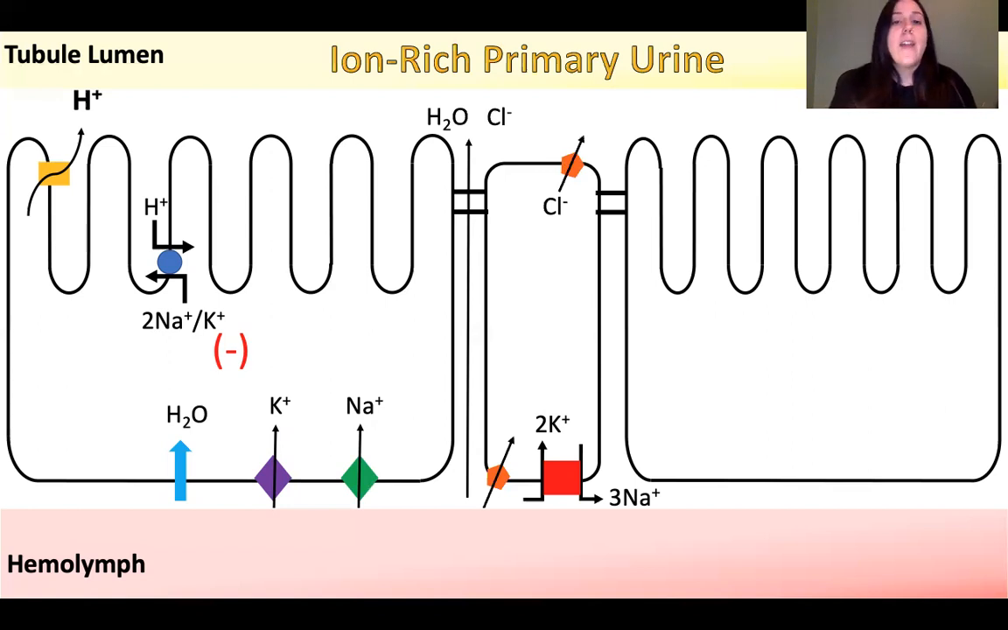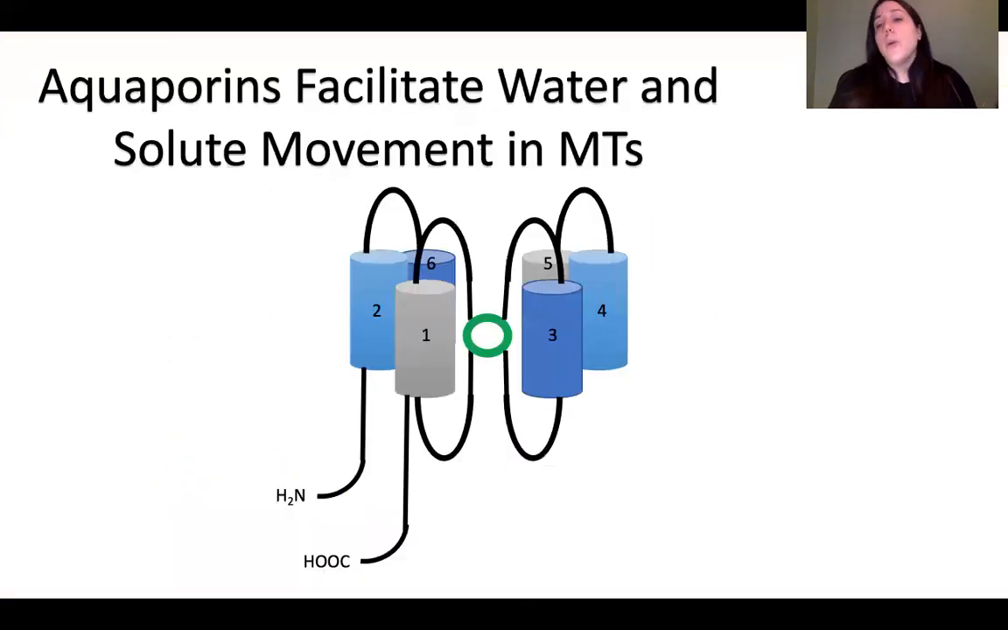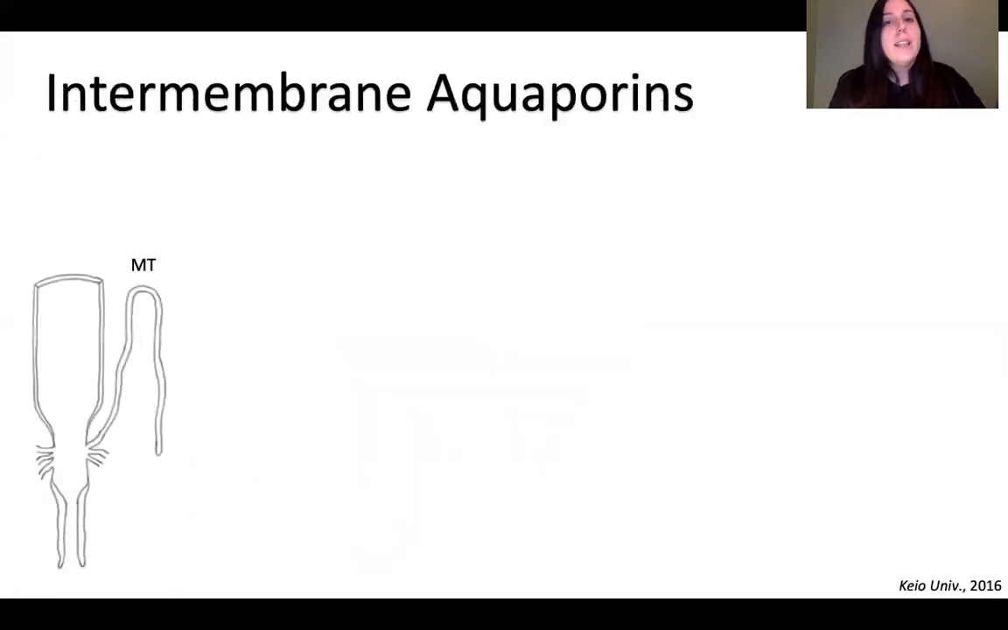So now focusing on that movement of water here, we are able to see that aquaporins facilitate the movement of water and some solutes in the Malpighian tubules. Now, aquaporins are intermembrane proteins that span the entire membrane and are formed of 6 subunits, which have a hemipore in the center that is known as the NPA motif that is selective for water and some solutes to pass through.